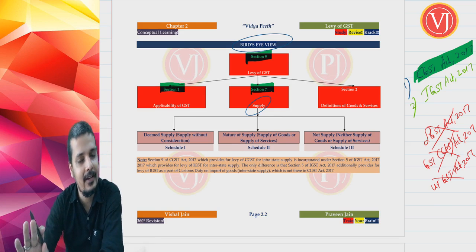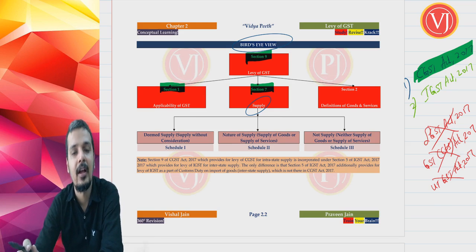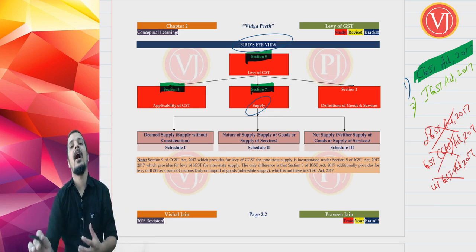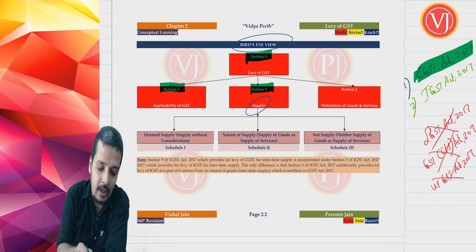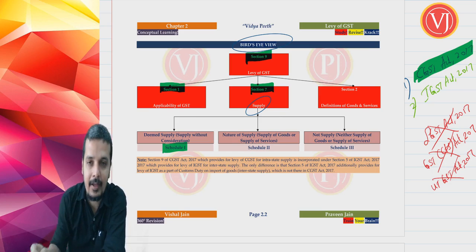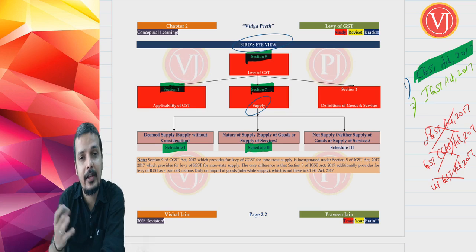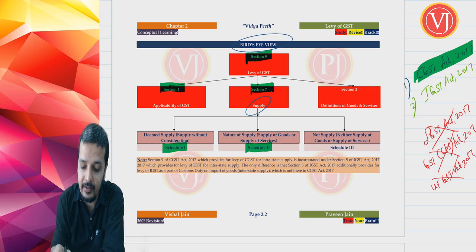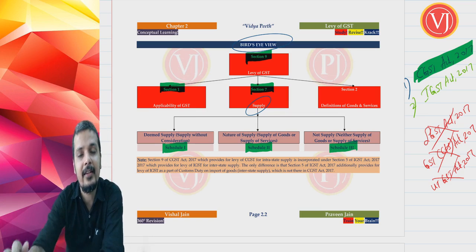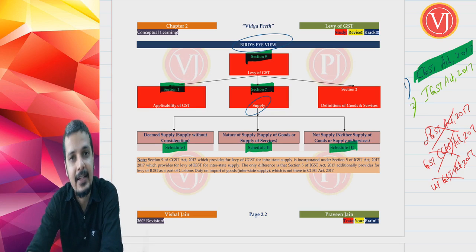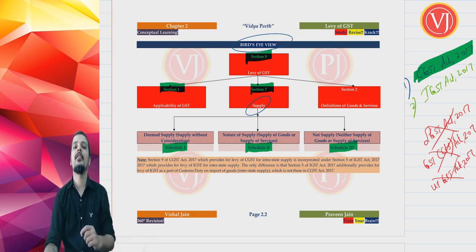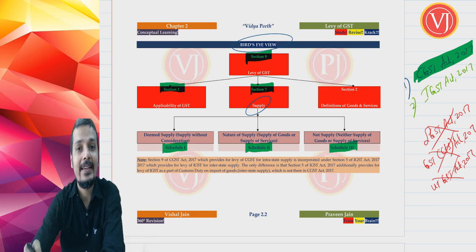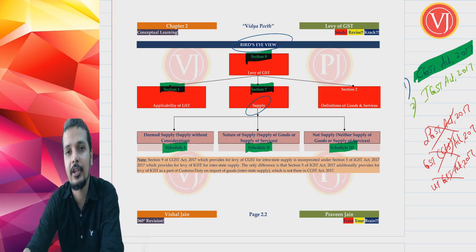Rather, the CGST Act 2017 itself has 3 schedules, and all 3 schedules are dealing with supply. So section 7 is to be read along with the 3 schedules. Schedule 1, which is supply without consideration. Schedule 2, which defines whether it is supply of goods or supply of services. Schedule 3, which tells the cases where it is neither supply of goods nor supply of services. So whenever you discuss section 7 supply, it is always read along with the 3 schedules.